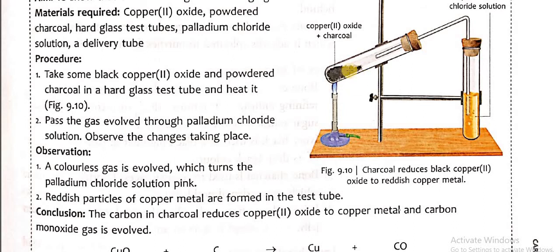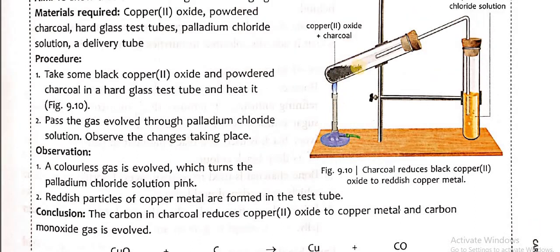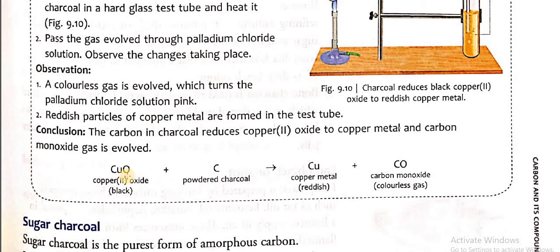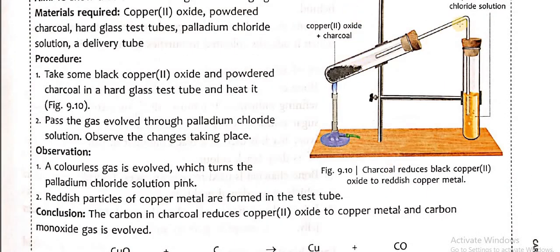When you heat it, a gas is produced from the reaction of the two. The reaction is this one. When copper oxide reacts with powdered charcoal on heating, it will produce copper metal and carbon monoxide. This carbon monoxide gas passes through the delivery tube and dissolves in the palladium chloride solution. We need to see what happens.